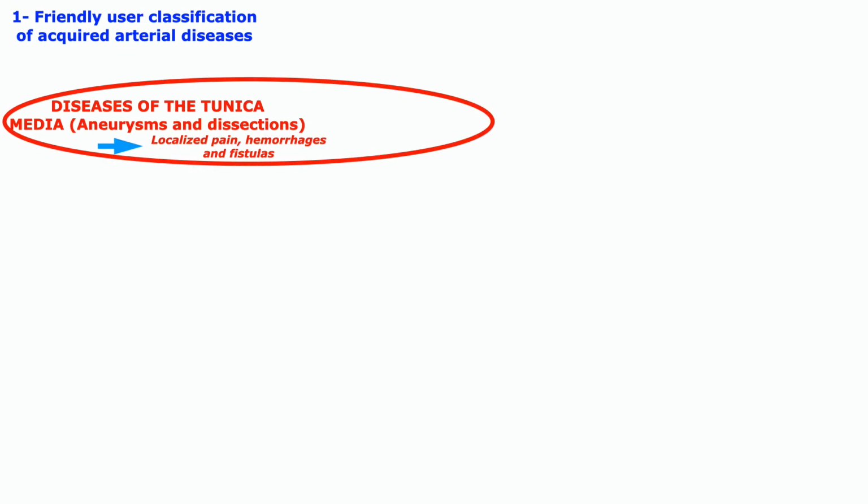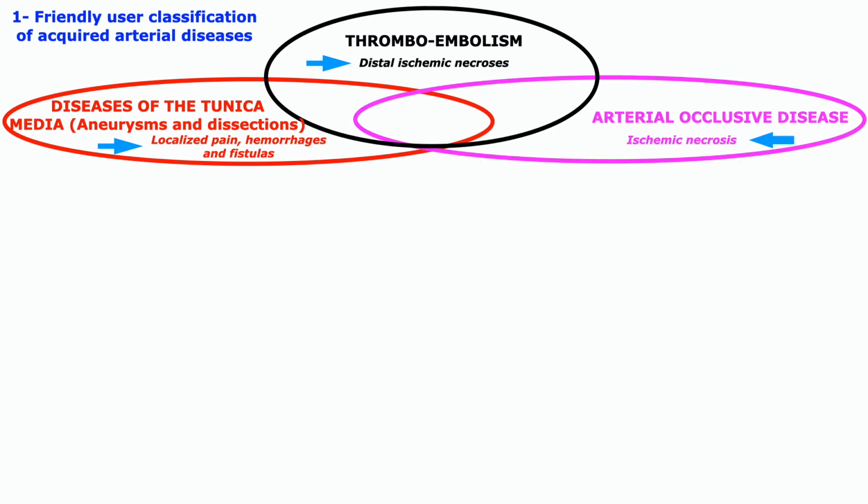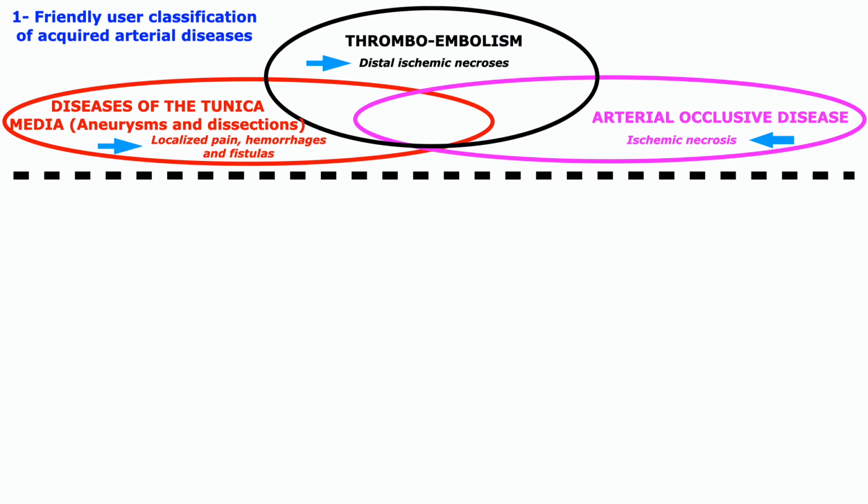Focusing on pathogenesis and anatomopathology, the acquired arterial diseases are divided into: 1. Diseases affecting the structures and compliance of the wall, leading to aneurysms and dissections, with the main symptoms being localized pain, hemorrhages, and fistulas. 2. Thromboembolism, spotted by distal multiple necrosis. And 3. Punctual arterial occlusive diseases.